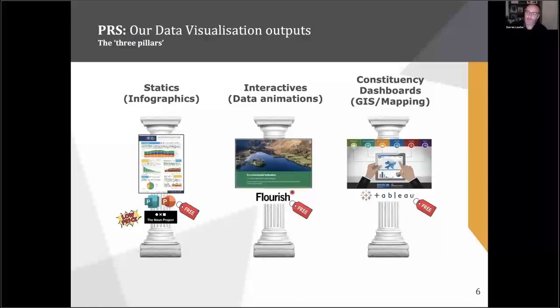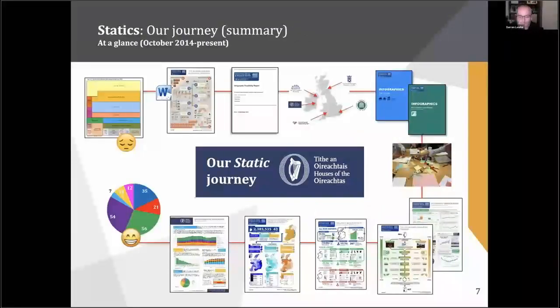The rest, Flourish, for example, for our data animations more recently, is free. And free means public as well. And Tableau as well is free. Now the dashboards were designed externally, but it's important to note that they're free. So there isn't an issue in terms of the pickup costs, the sunk costs, when you're starting these things.